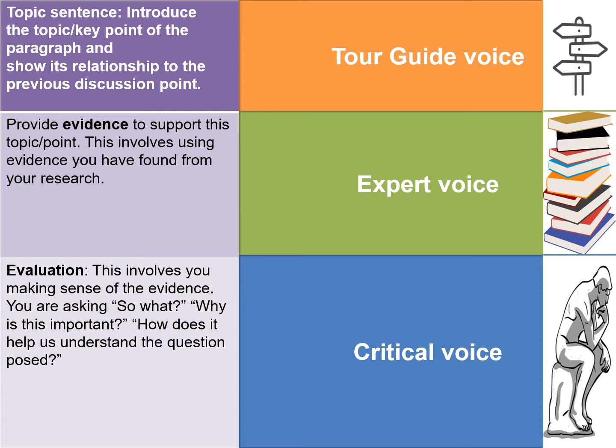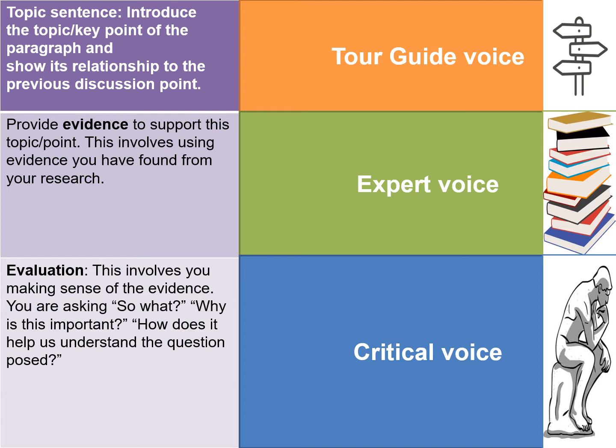Thirdly, the critical voice, or your academic voice, is the section where you start to show that you are making some sense of the evidence. You are asking questions such as, so what? Why is this important? And attempting to answer them in your writing. Often, the so what will seem very obvious to you, and you may feel that the reader should know what is implied, but never assume that the reader will know what you're implying or getting at.